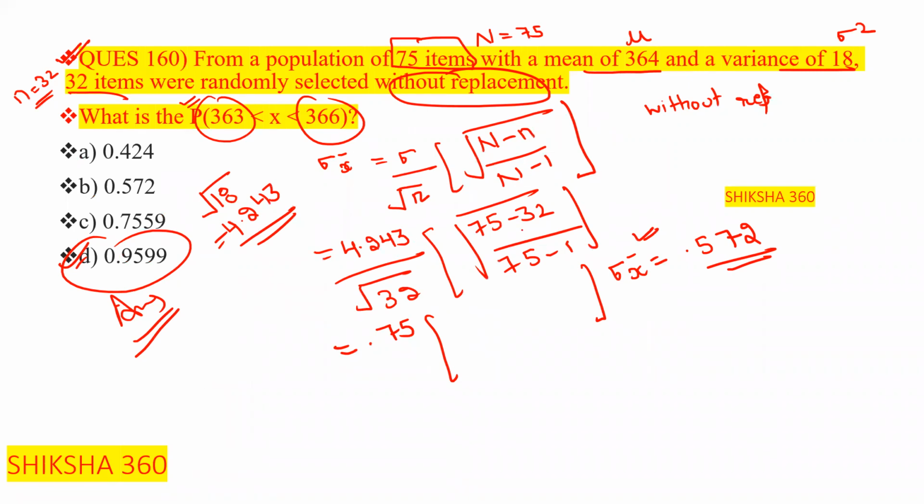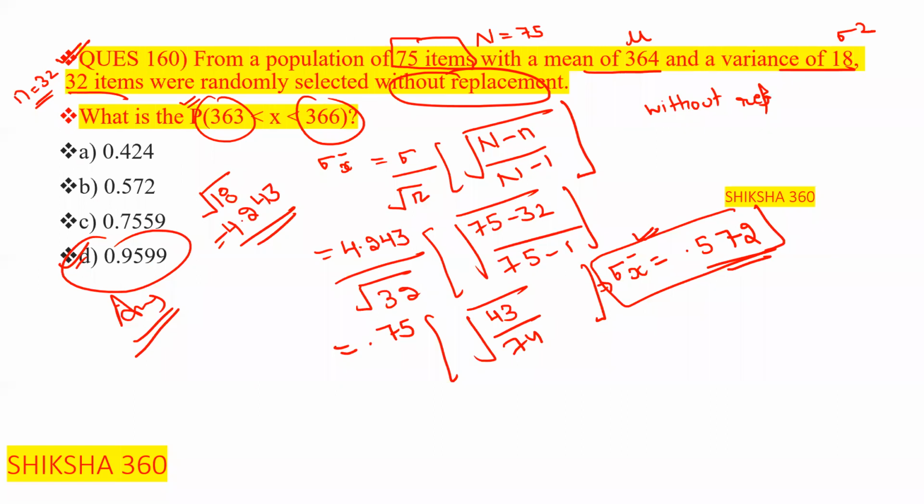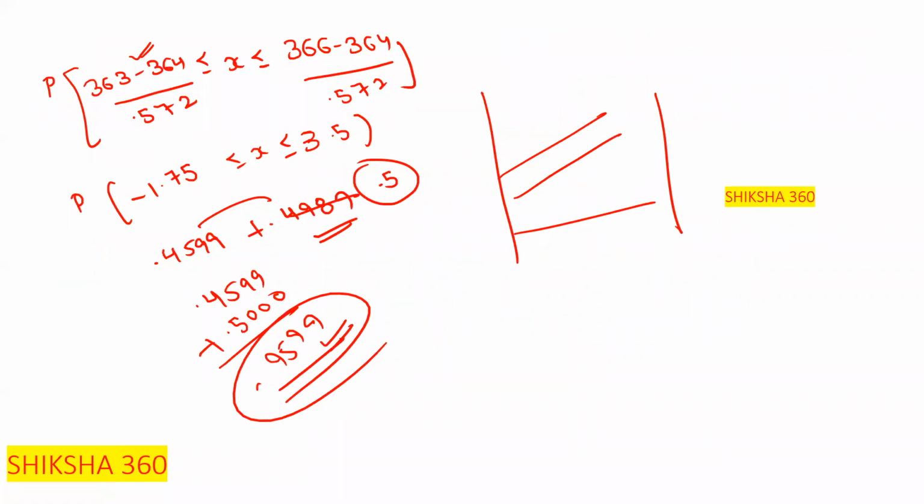Please tell fast if you have any doubt or query. After solving this one, we get sigma x bar equal to 0.572. We put the value and calculate the area, which comes out to be 0.9599. Clear? So our answer is option number D. In this session, we have discussed up to this much. No need to get confused here.